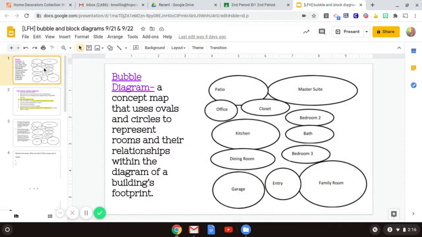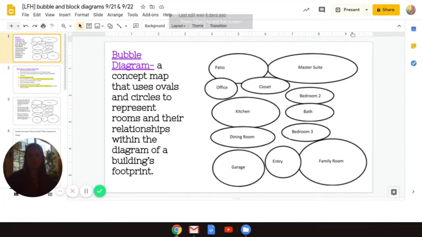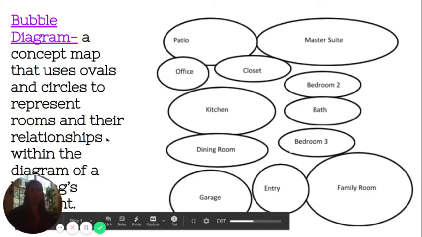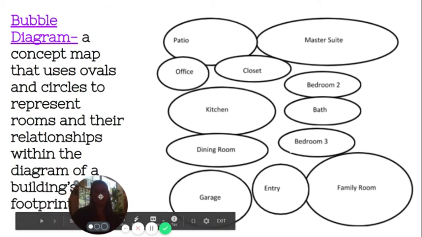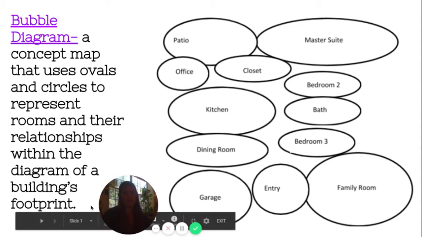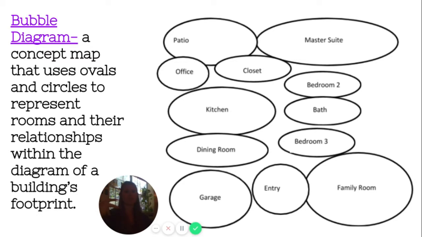Hello, guys. Here is our next topic for our unit, and it is bubble diagrams. Basically, this is one of the first steps in drawing a full-on floor plan. So that's kind of exciting that you're getting to think about something like that. So please follow my steps in this to get through your first step of making a floor plan.